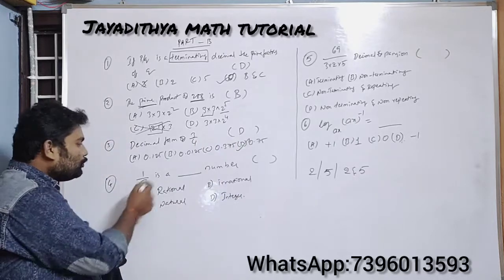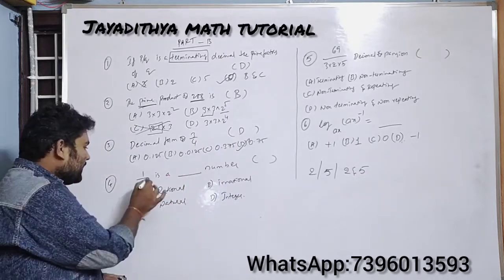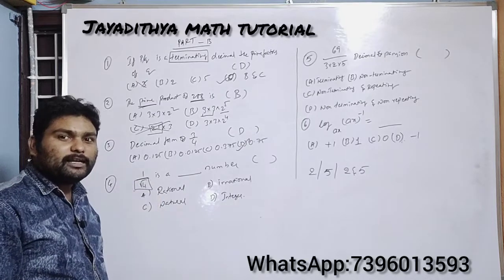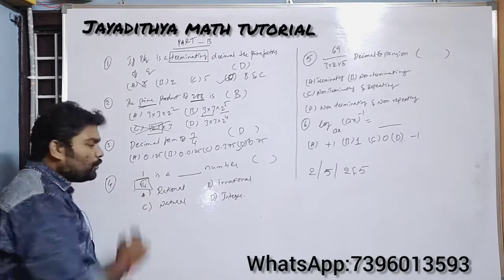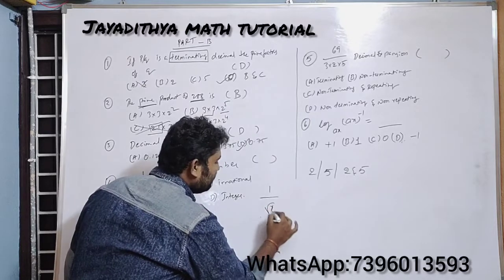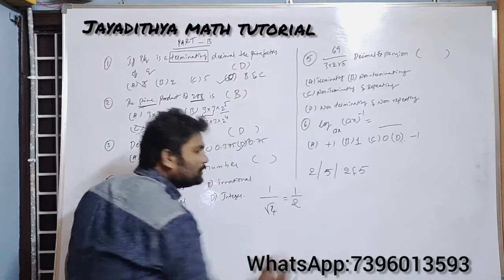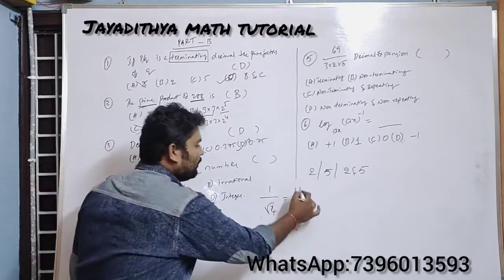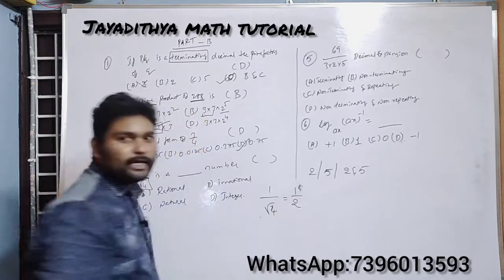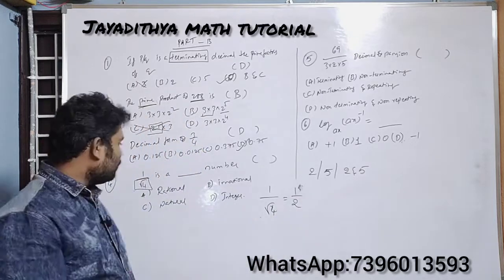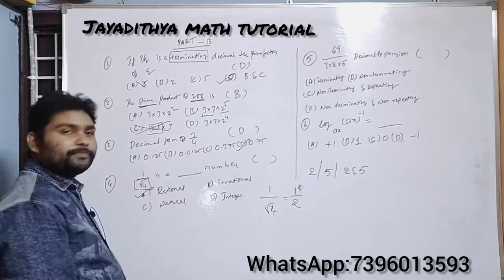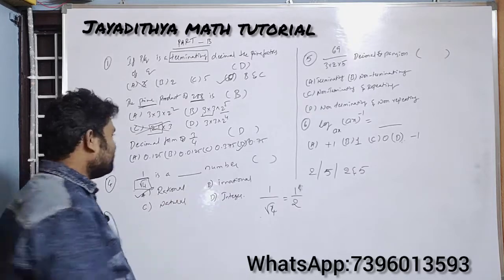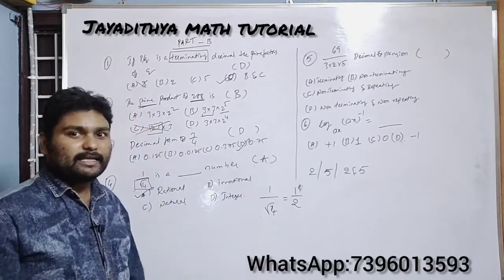The next one is 1 by root 4 is a dash number. Just by looking at the root symbol, most of the students will make a mistake here. Actually, root 4 is how much? So 1 by root 4 is given. 1 by root 4 can be written as 1 by 2. So 1 is an integer and 2 is also an integer. It is in the form of p by q. So it becomes a rational number. Most of the students have written it as an irrational number, but the answer here is rational number.